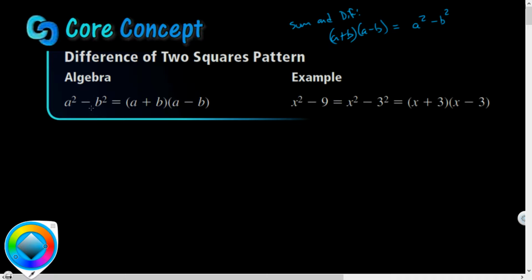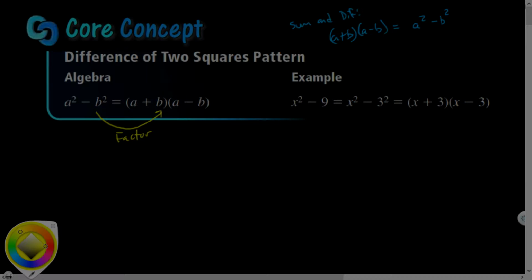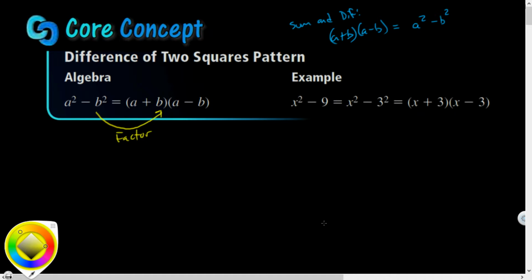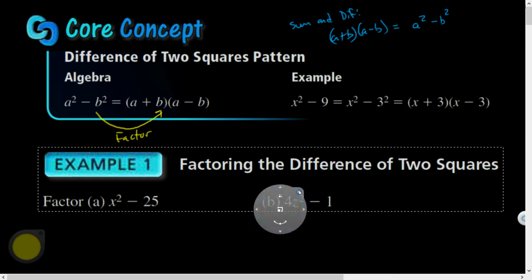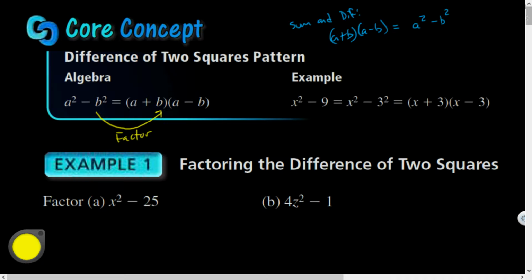I switched it around because instead of multiplying, we're going to use it to factor. Technically, these problems are factorable using your current strategies. The only benefit here is that this will make you a factor ninja, where you will be able to factor problems super quick without having to do all of the work.